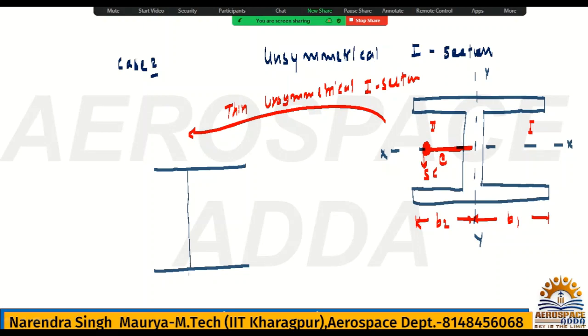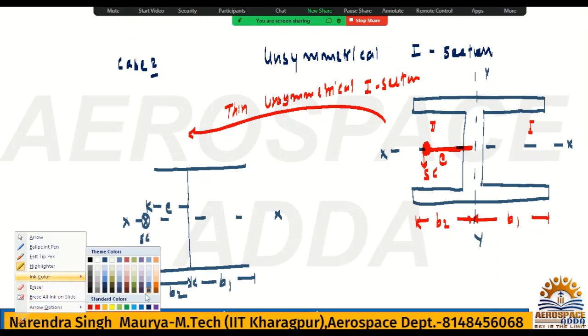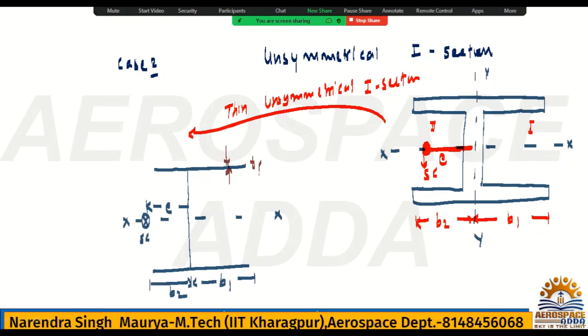This is the I section. Say this is the x-axis. Somewhere here is the shear center, and this distance is the e location. This length is b1 and this length is b2. Remember it. This thickness is the flange thickness tf, and obviously on both sides it is tf, the thickness is the same here also. It's not changing. And the distance is h by 2 and h by 2, the whole distance being h.